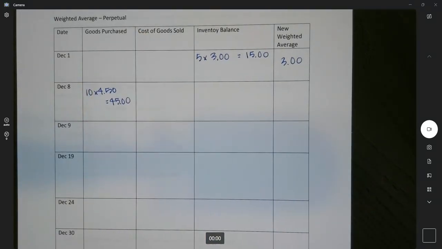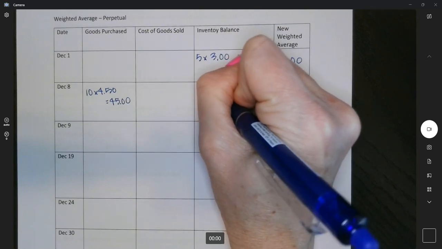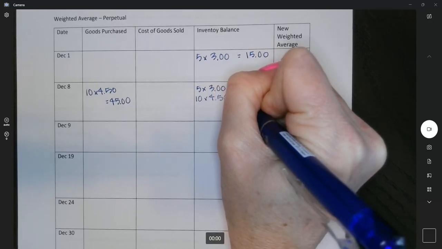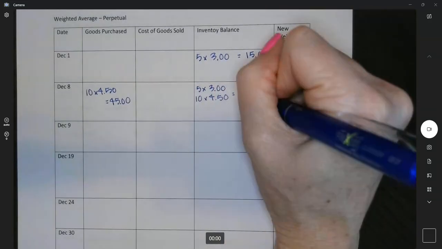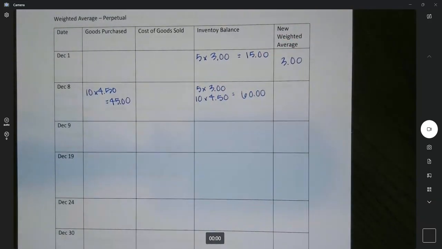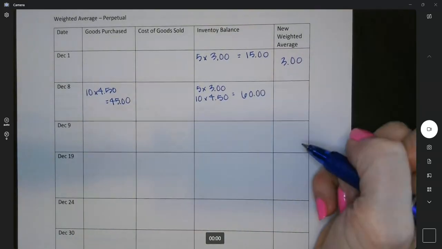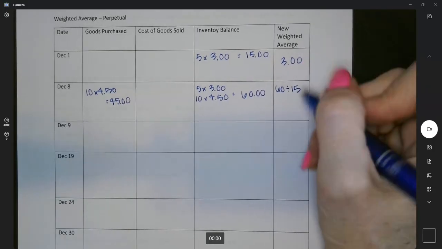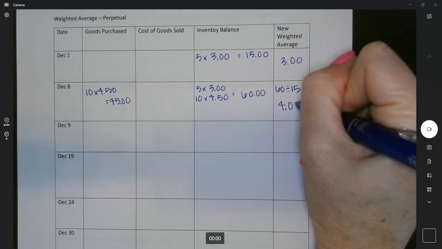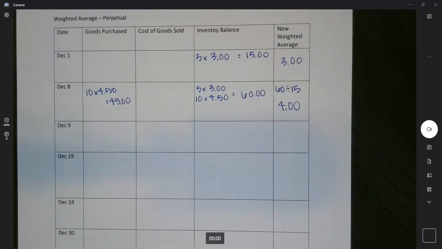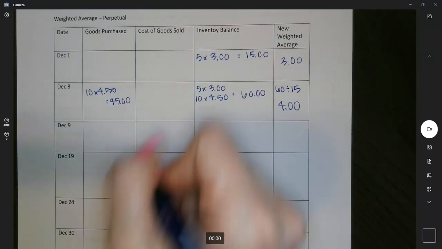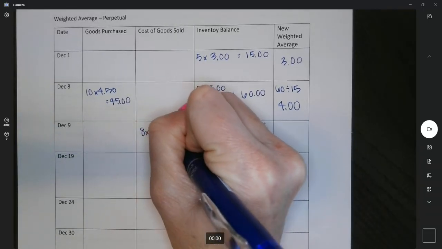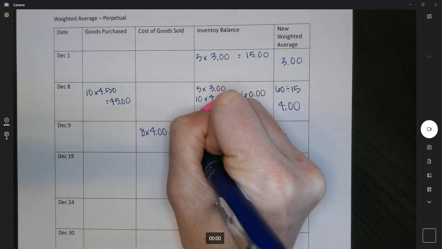Inventory balance is going to be 5 at $3 and 10 at $4.50. In total equals $60. And we're going to take basically 60 divided by 15. And our new weighted average is going to be $4. On December 9th, when we sold 8 units, we're going to take that $4 weighted average, and it's going to be $32.